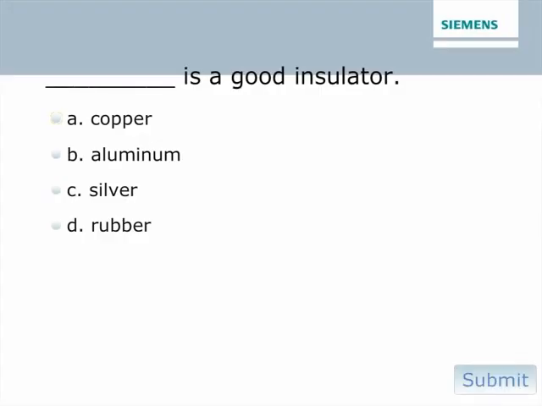Now it's time for the final exam. Question 1. Blank is a good insulator. A, copper, B, aluminum, C, silver, D, rubber.